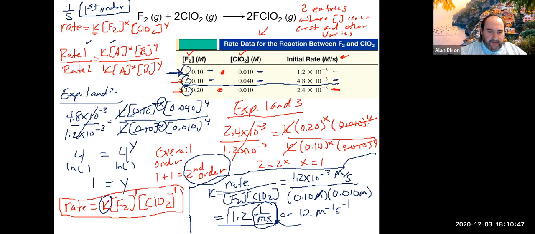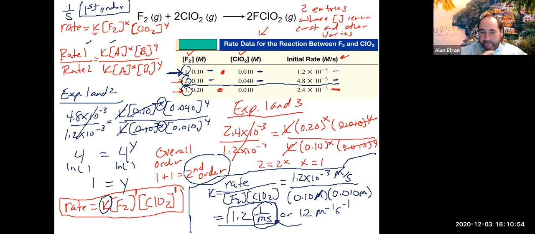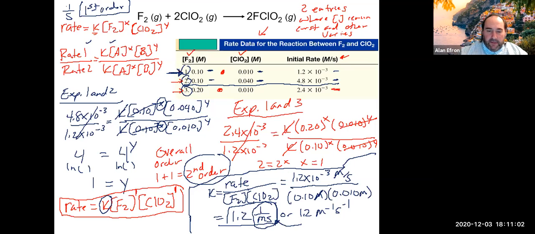Other questions on that? I have a question on when you took the natural log of 4 on both sides to solve for y. Because when I do it on the calculator, it's 1.38. Is that necessary? Because 4 is equal to 4 to the y, so wouldn't y just be 1 automatically?